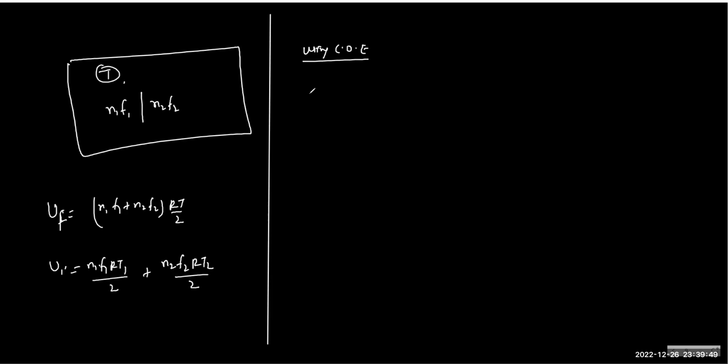So using conservation of energy, what we can say is UI equals UF. And the moment you equate it, you know the answer. The answer is very simple. The final temperature is N1 F1 T1 plus N2 F2 T2 upon N1 F1 plus N2 F2. Am I right?